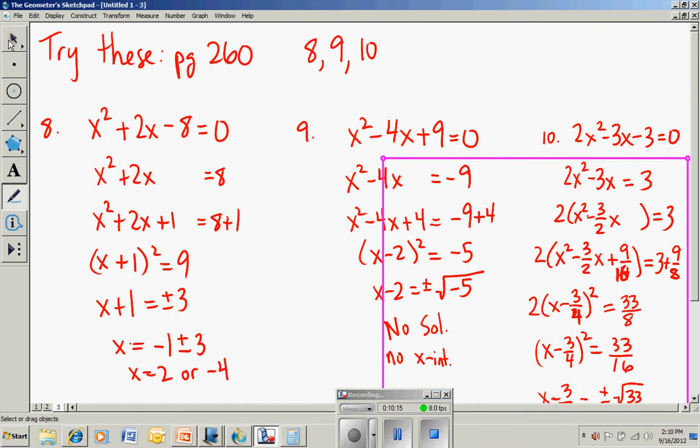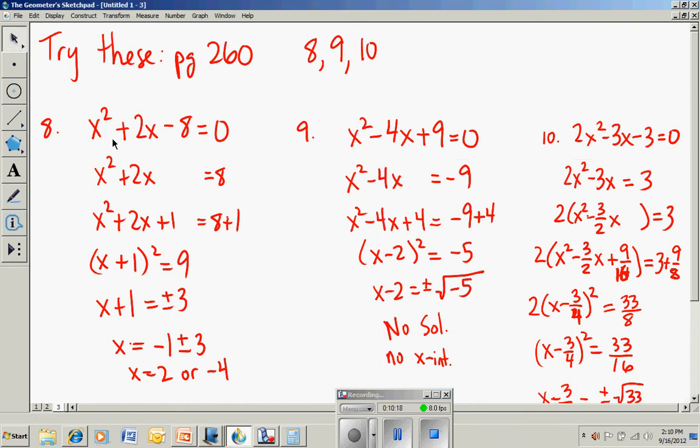Okay, you should have finished with these 3 problems. Let's take a look at the answers. First step in every problem is to isolate the x terms.